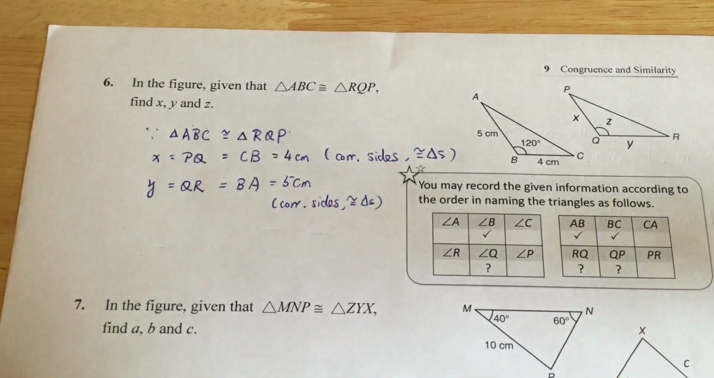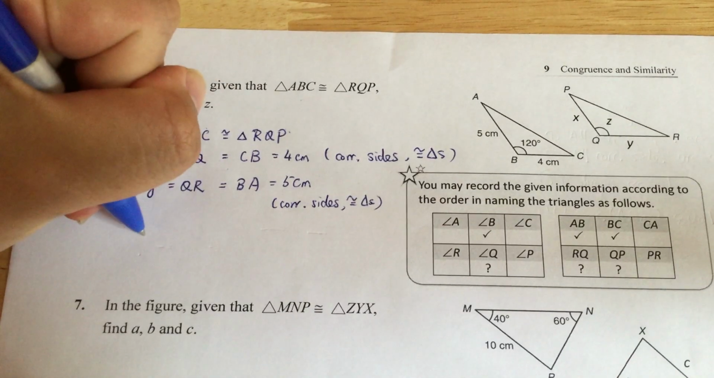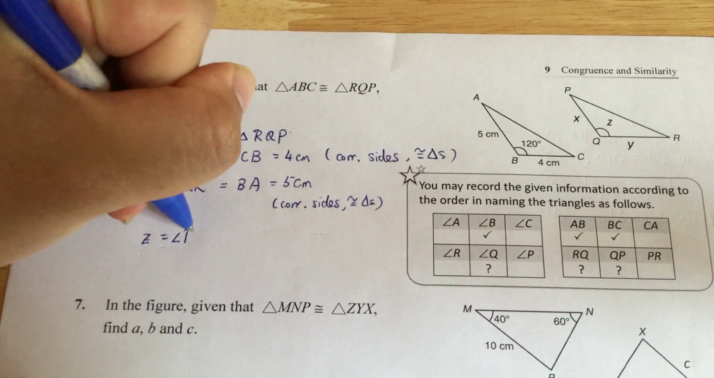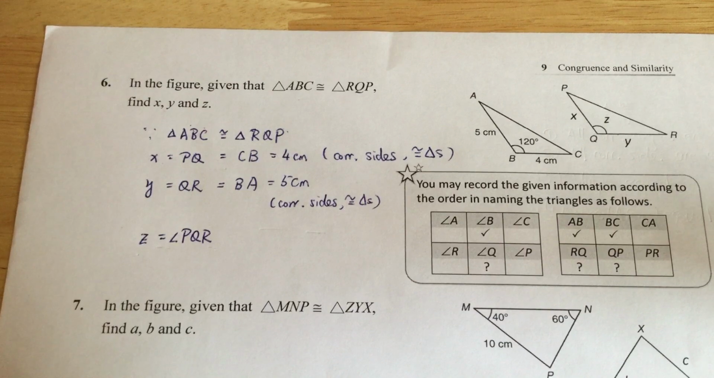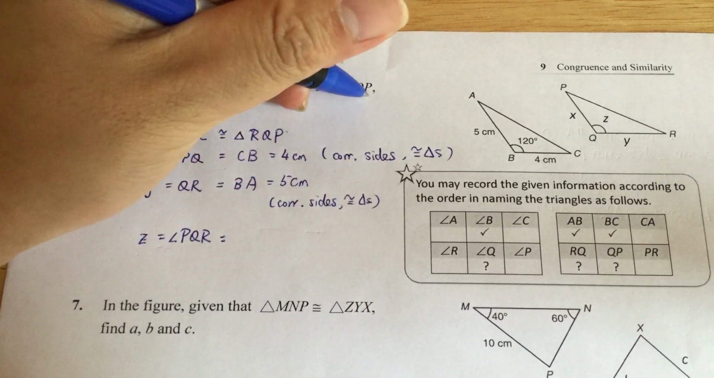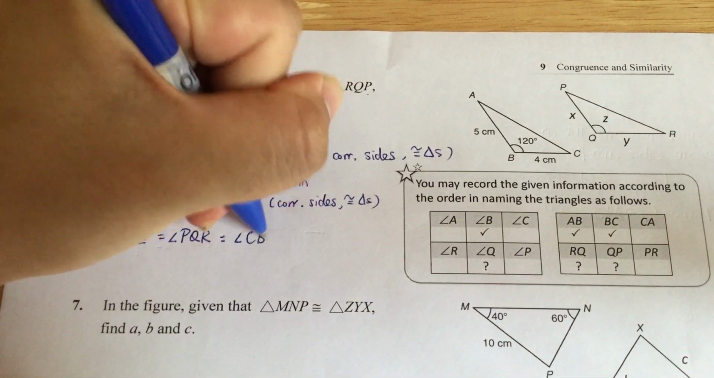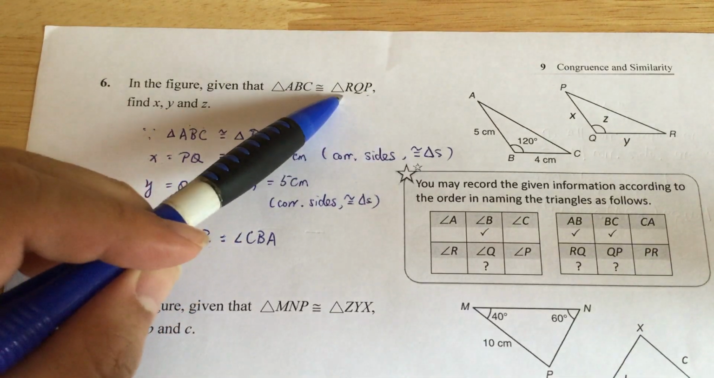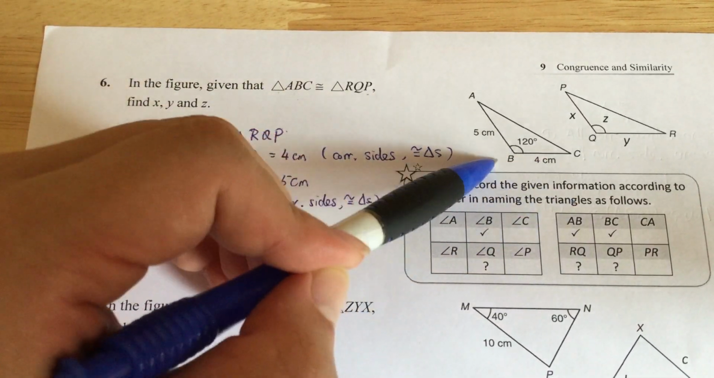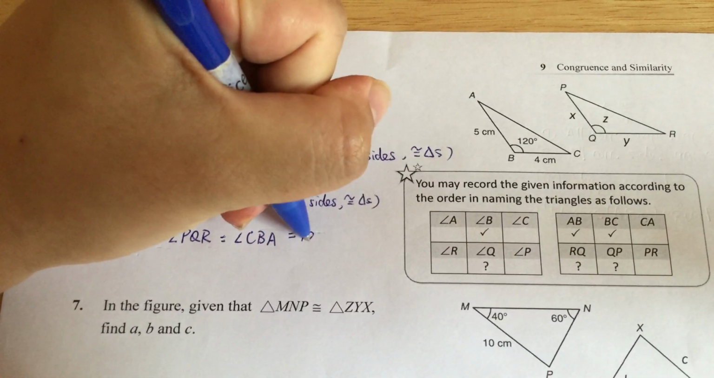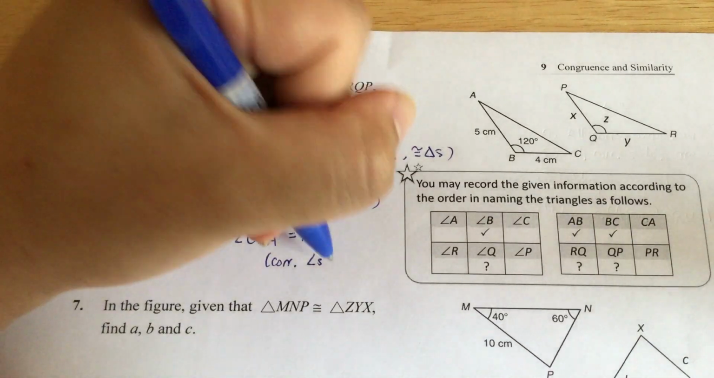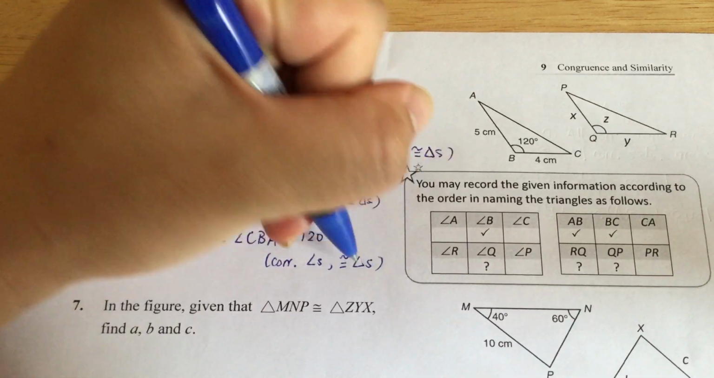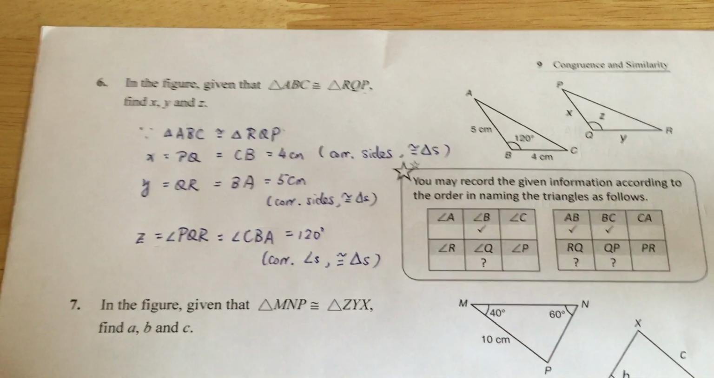So this is the second part. And finally, we know that Z will be equal to angle PQR. PQR. I always write 3 letters so that you will not be confused later. Next, triangle PQR means triangle CBA. Follow the order PQR, CBA. So CBA is 120 degrees. But this time it's not corresponding sides because they are angles. So it's corresponding angles, congruent triangles. Okay, this is the answer for question 6.